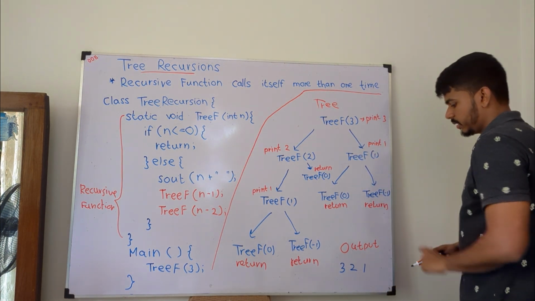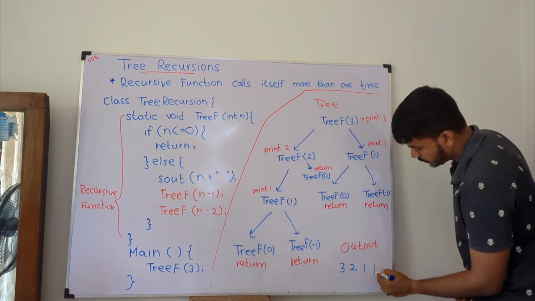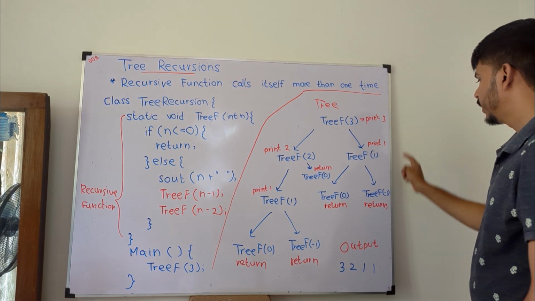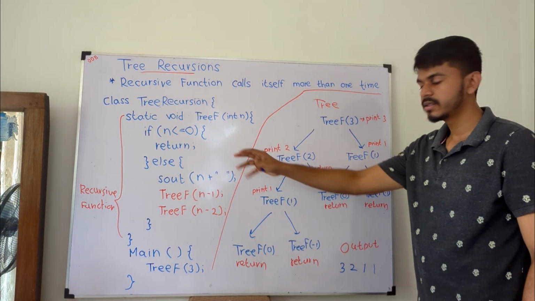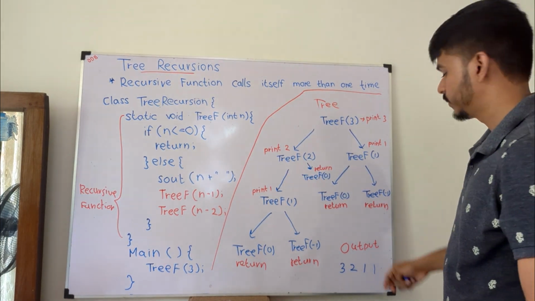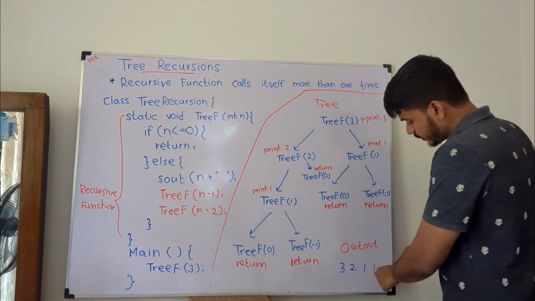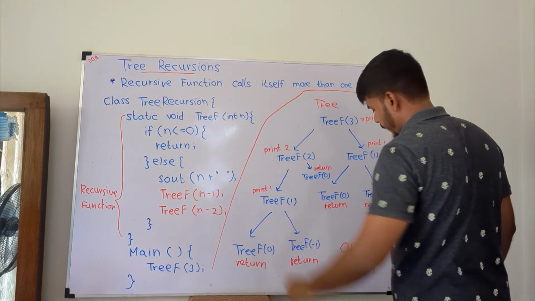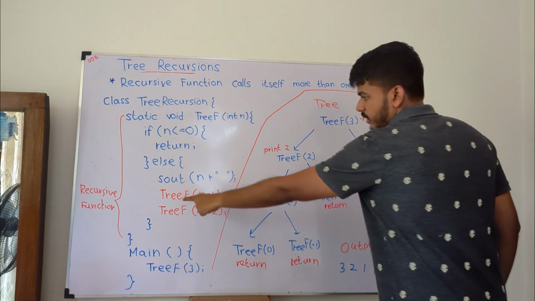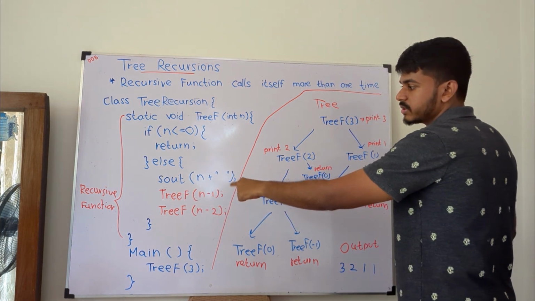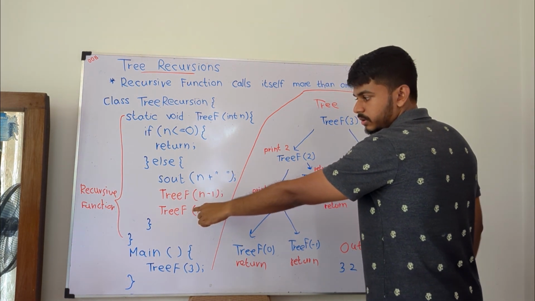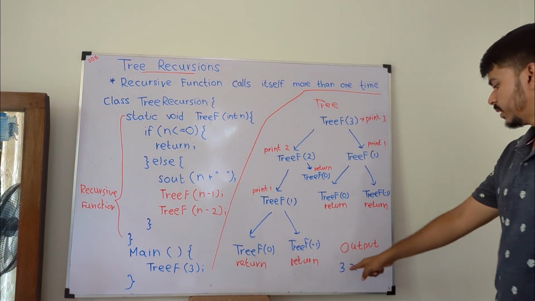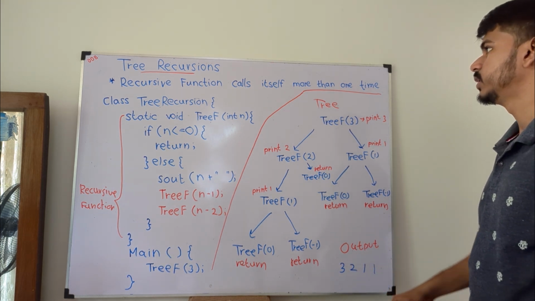Here treeF(1), printing that one. Then after that treeF(0), this is the base case, and treeF(-1) also is in the base case, no value being printed. So we have to understand this one is being printed from this treeF function. So first, all the operations of these functions are completed before moving to this treeF(n-2) recursive call. Here the output is 3, 2, 1, 1.